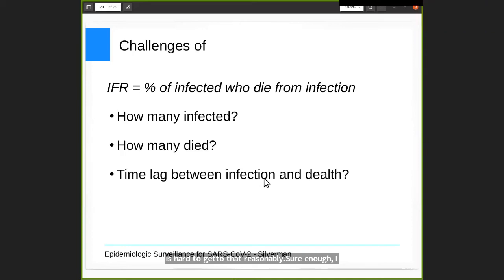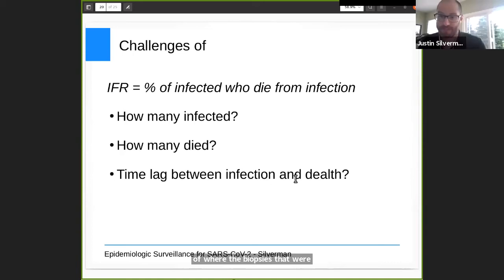Dr. Silverman, quick question. Even for the numbers that you were pulling to see how many people actually passed away from COVID, were you certain that those numbers were accurate? Were the biopsies provided to you actually confirmed that those deaths were from COVID and not other related diseases? So there's been a lot of uncertainty about this. That's a great question.